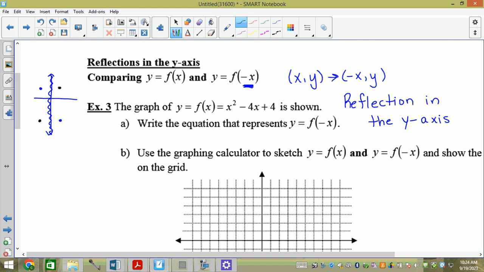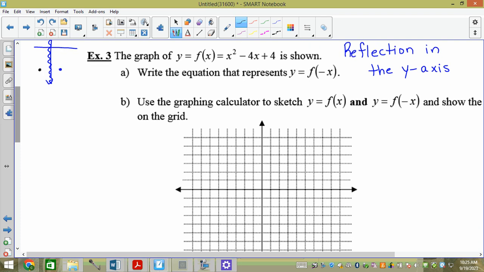Okay, everyone's typing that one into their calculator. X squared minus 4x plus 4. Calculator one way.